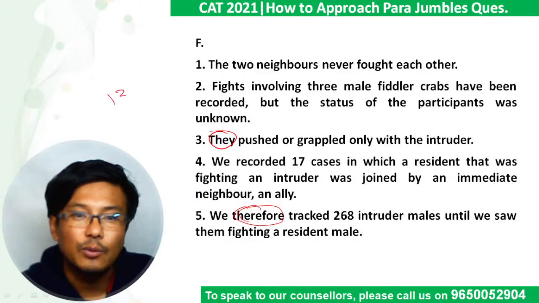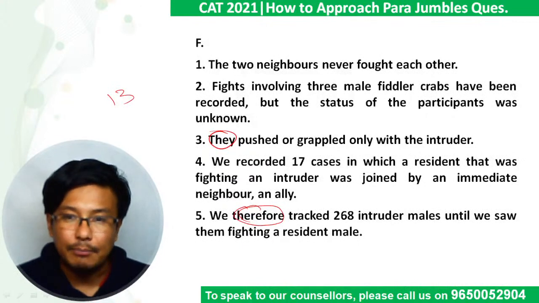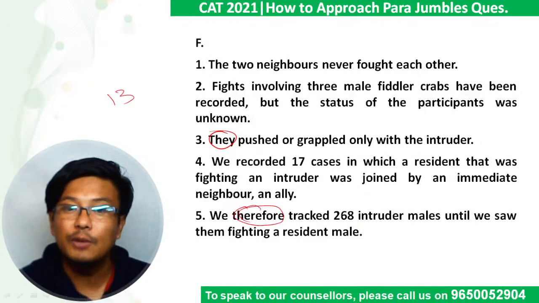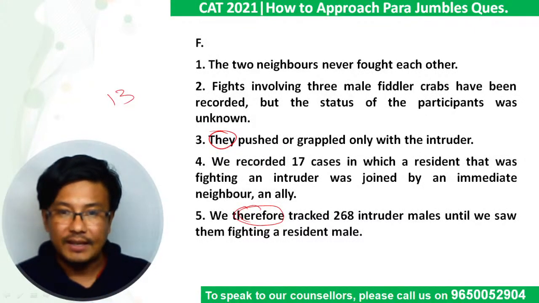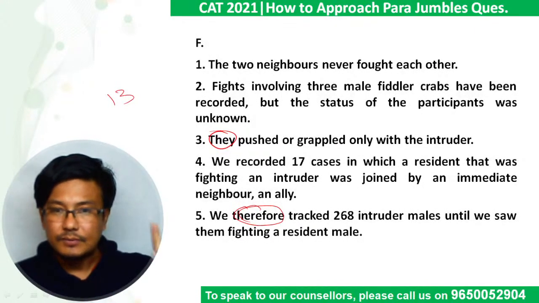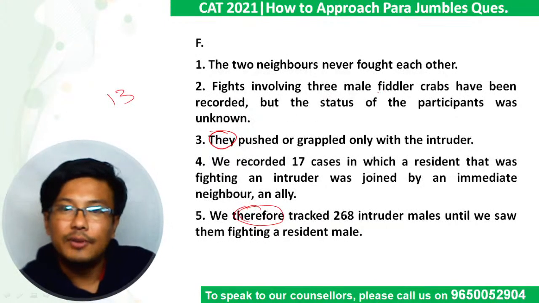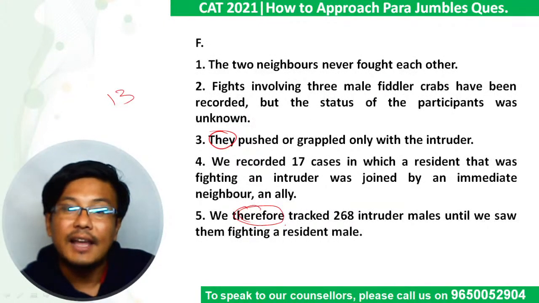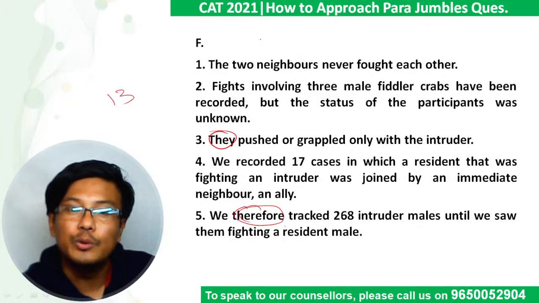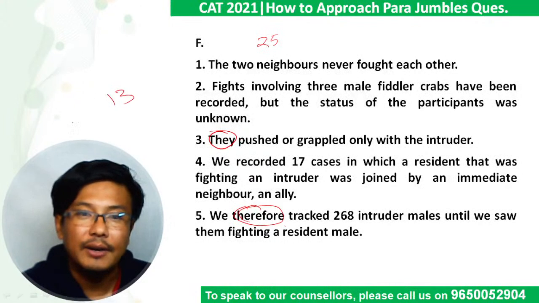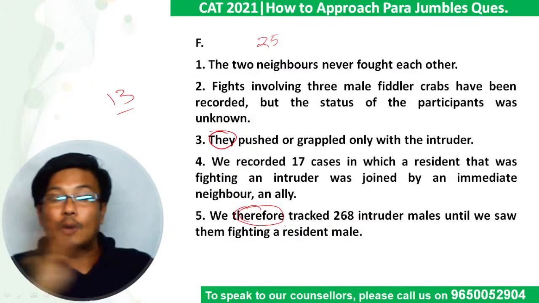The first thing which I get is 1 and 3. They pushed or grappled only with the intruder. They never fought each other. Okay, one more thing which I find is: fights involving three fiddler crabs have been known, but the status was unknown. That is why I tracked it. So another clue which I find is 2 and 5. I'm keeping them apart because I do not know what will come first.